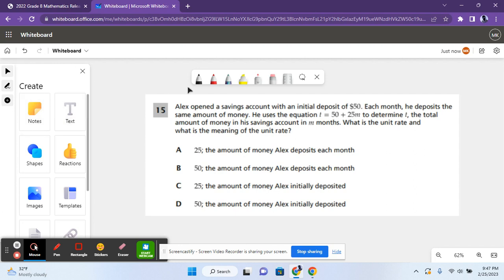So the answer for this problem is A, because the 50 in T = 50 + 25M represents the amount he already had in the savings account, and the 25M shows that he puts $25 each month in the savings account. Therefore, $25 is the unit rate, and it represents the $25 that he puts each month in the savings account.